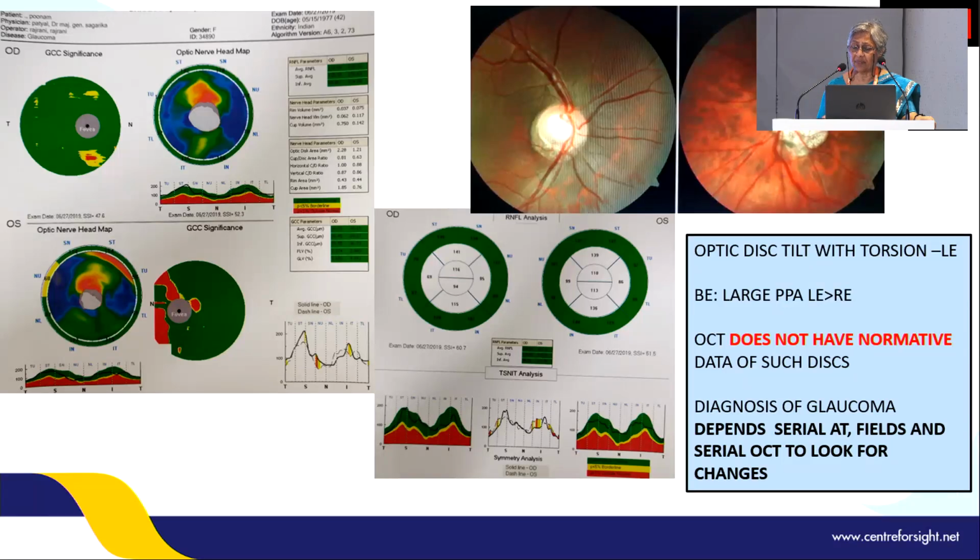Diagnosis of glaucoma depends upon serial fields and serial OCT, because now this patient's OCT becomes the baseline for this patient, and we go ahead and keep on doing serial OCTs as and when the patient comes, when we call the patient, and then we check back.